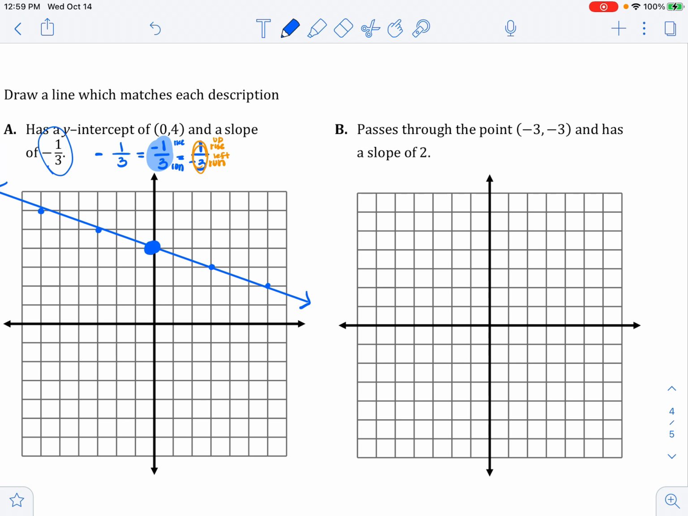All right, let's try the next one here. It says passes through the point negative 3, negative 3. So I didn't give you the y-intercept, but I did give you another point, which is good enough. So left 3, down 3, that's negative 3, negative 3. Has a slope of 2. So now what you have to realize is 2 is the same thing as 2 over 1, which is the same thing as negative 2 over negative 1, right? Because a negative divided by a negative is a positive.